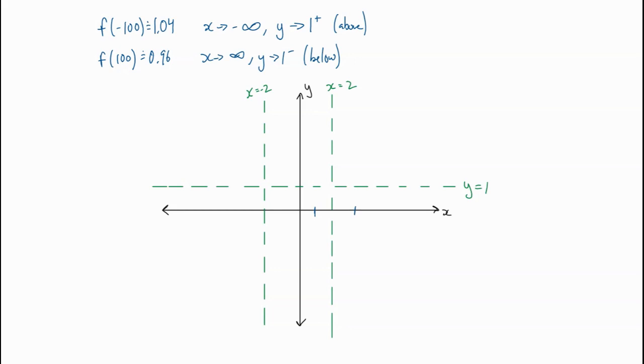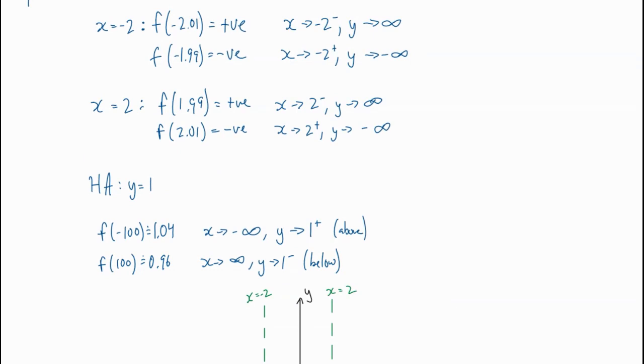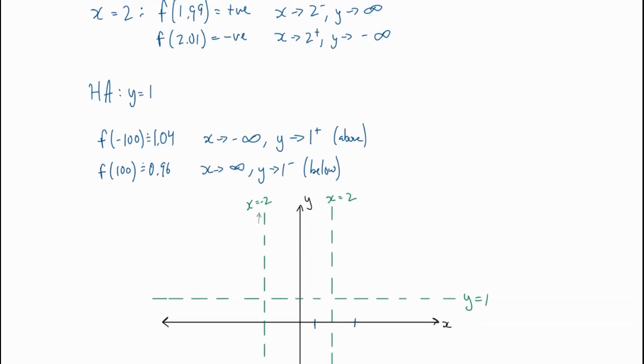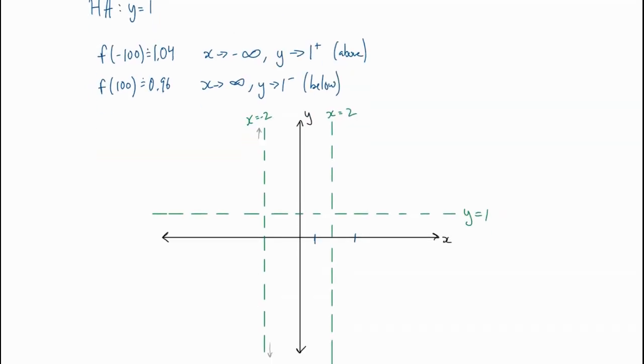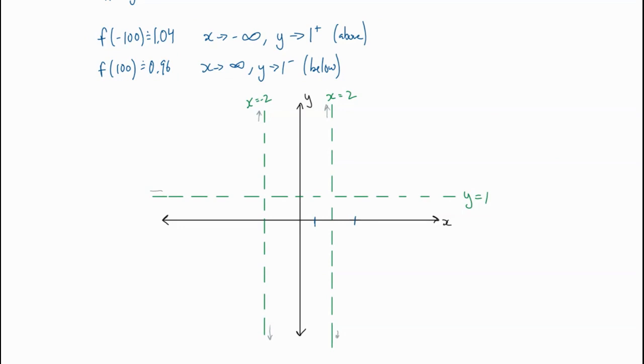Okay. And then end behaviors. As I'm approaching from the left, we're going up, and then from the right, we're going down. So we are up, and then down. And then same thing for the other one. We started up, and then we went down, up on the left, down on the right. Horizontal, to the left we're above, and to the right we're below.